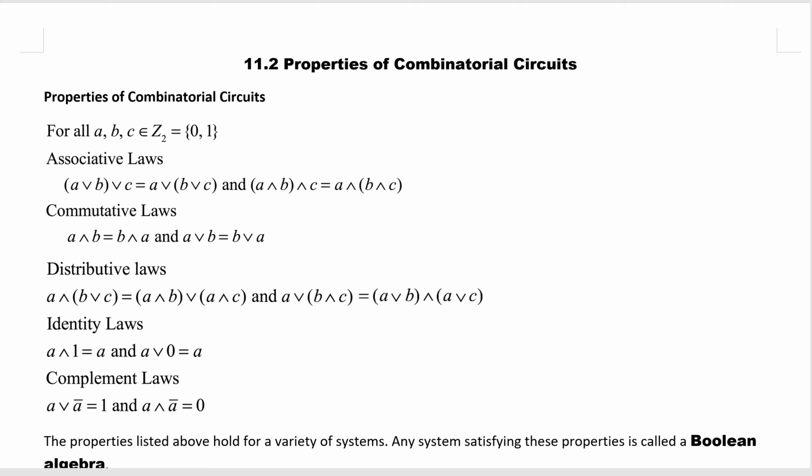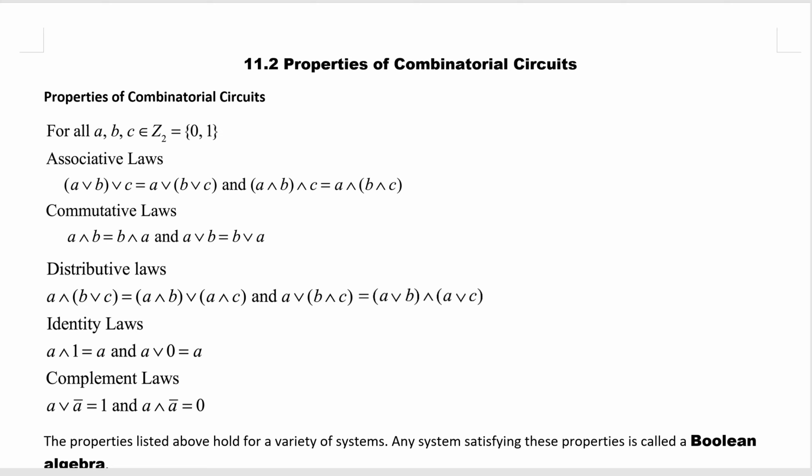Or we can calculate A and B first, and then we calculate and C, or we can calculate B and C first, and then we use it to and with A. This is the associative laws. And next, we have the commutative laws. A and B equals B and A, and A or B equals B or A. So the AND operator and OR operator are commutative.